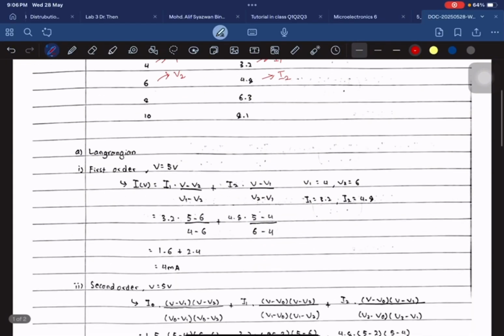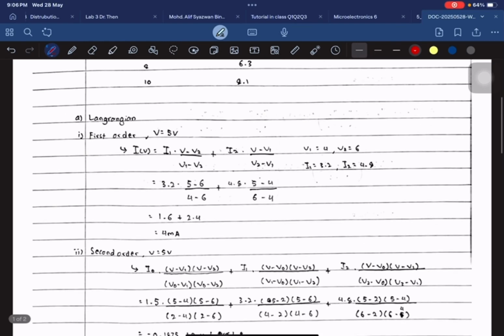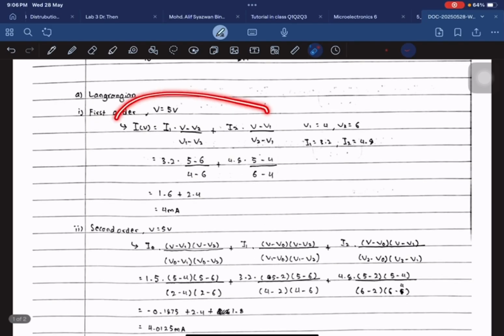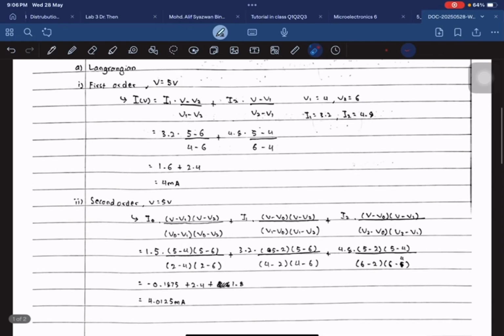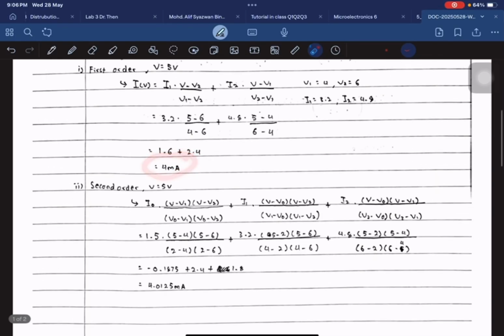So from these values, we can find the current. For the first method, which is the Lagrangian method, we are going to find for the first order. For the first order, this is the formula. And from this formula, we can get the value. And from this value, we can sub into the formula and get the answer of 4 milliamps.